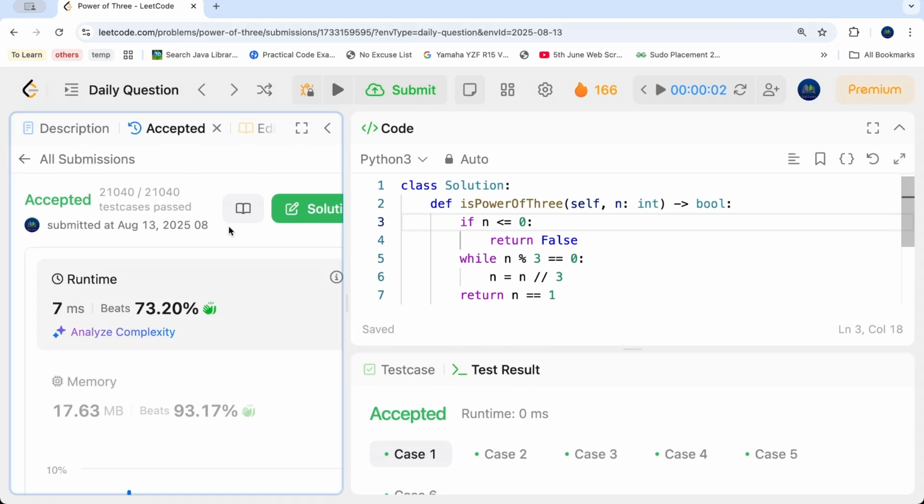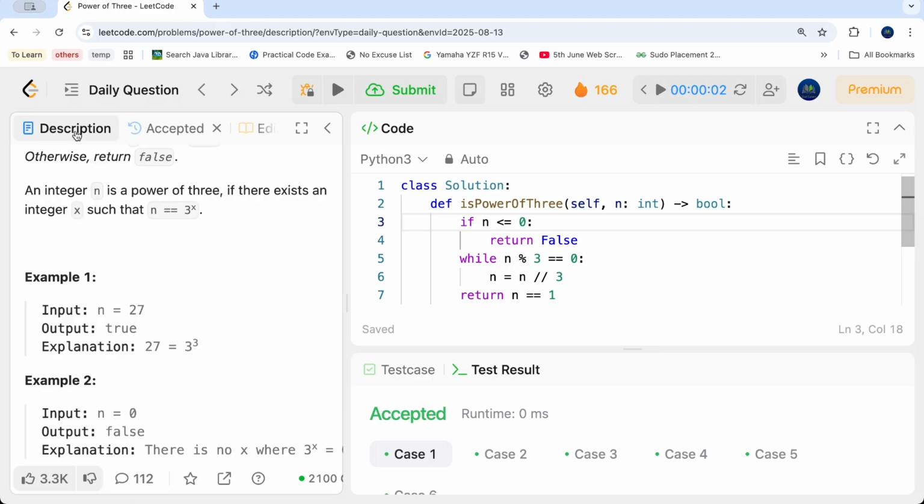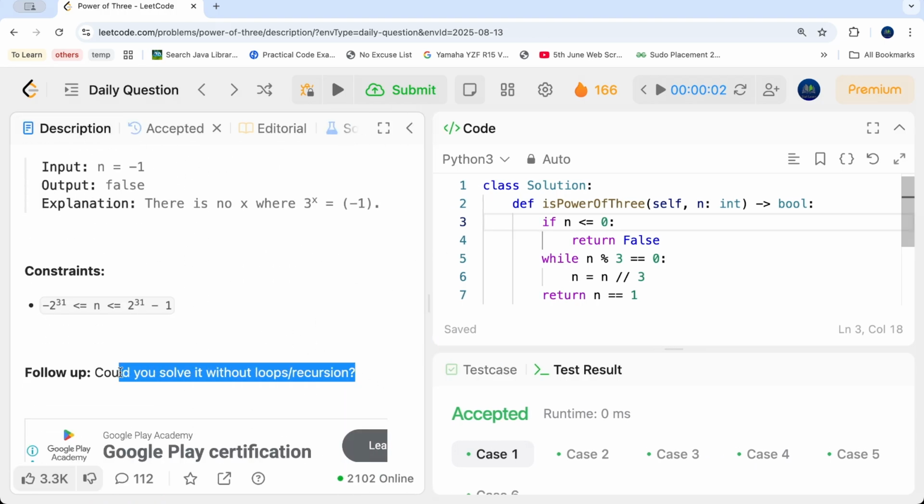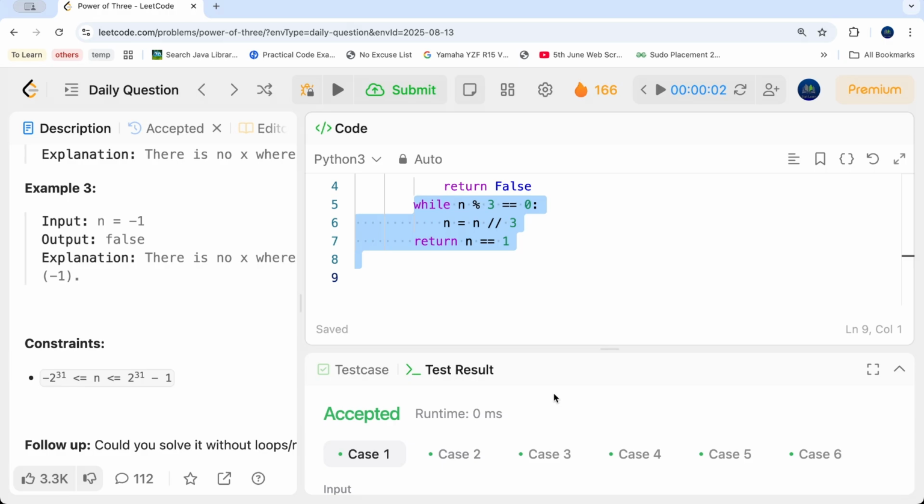But this is not the best solution, although you can see the runtime is really good. The memory used is really good, we are not using a lot of memory, and the time complexity is also good. But if you see the description of the problem, they say, could you solve it without loops or recursion? So basically they want you to solve the problem using maths. Right now we are using a loop, which is a fine solution, but let's improve this.